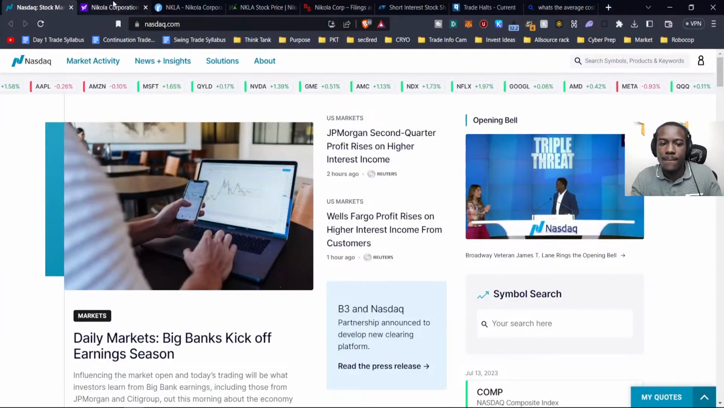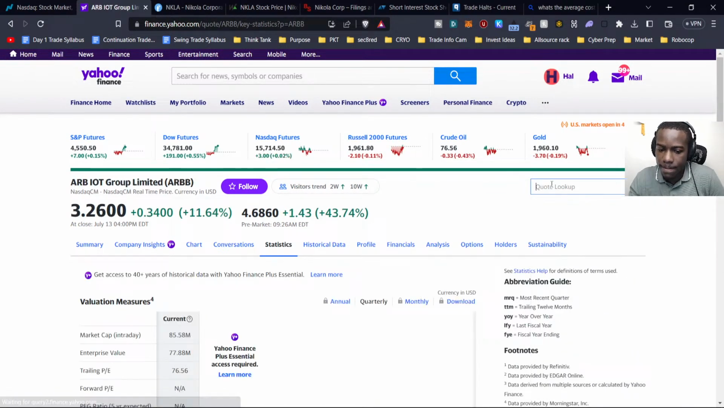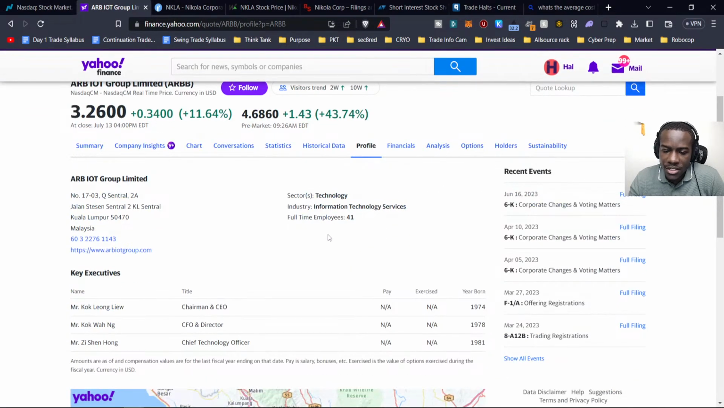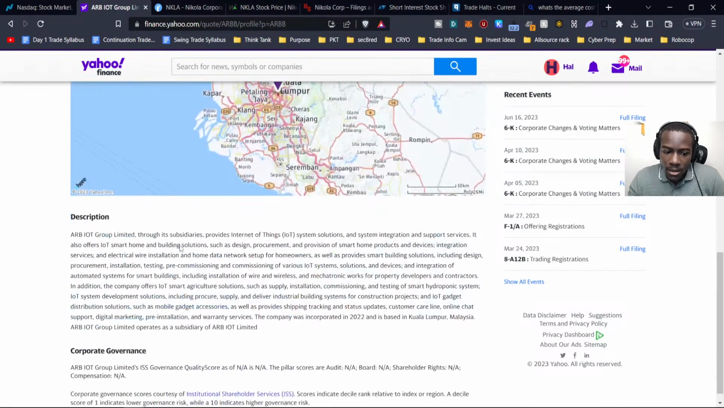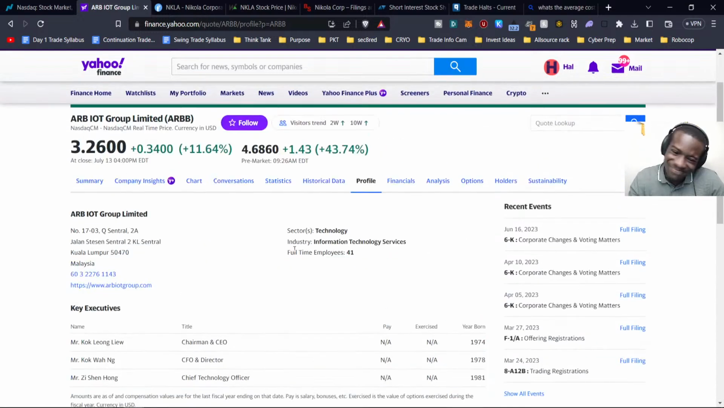ARBB. It's a technology company, information technology out of Malaysia. AR IoT Group Limited, through its subsidiaries, provides Internet of Things systems solutions. Do they do anything in security? Let's see. Does not look like it. Smart hydroponic systems. Okay, so out of Malaysia. We'll see, man. 41 employees.